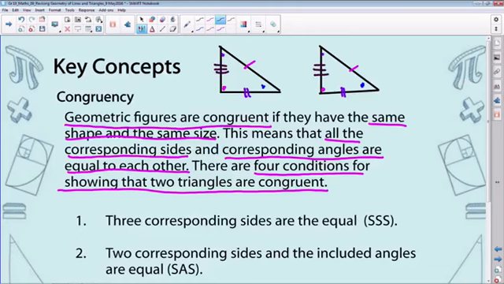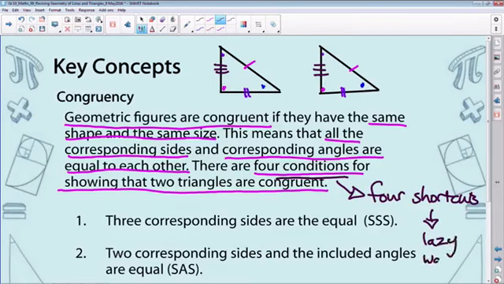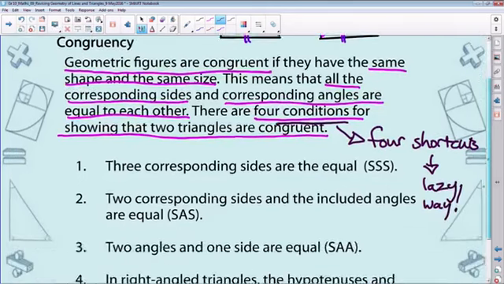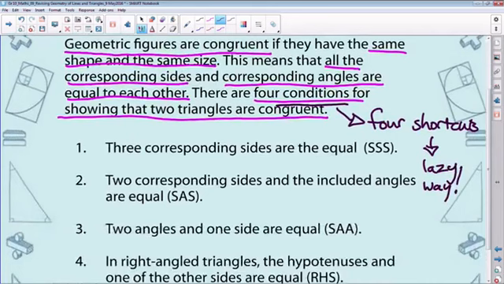So the four conditions in English mean the four shortcuts. That's all it is. The lazy way of doing it. And in maths, we encourage laziness. Because laziness, or being more effective with the time we have, is how we get so many things done. So, three corresponding sides are equal.